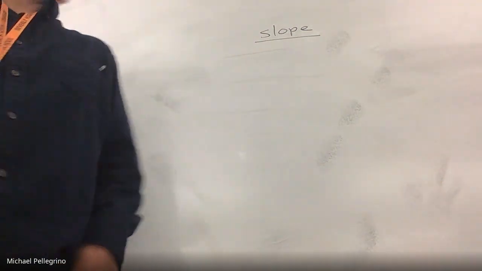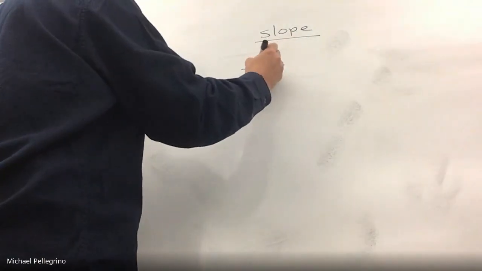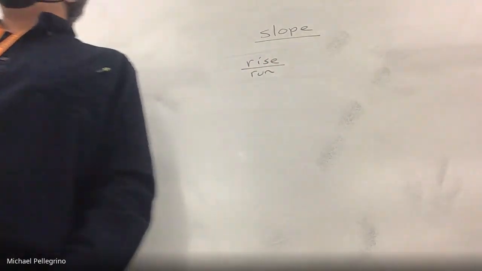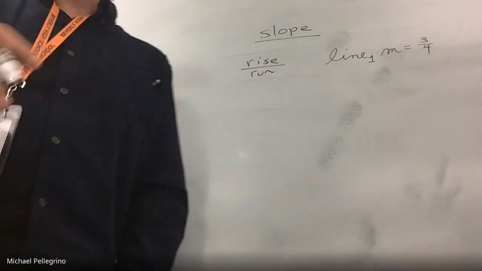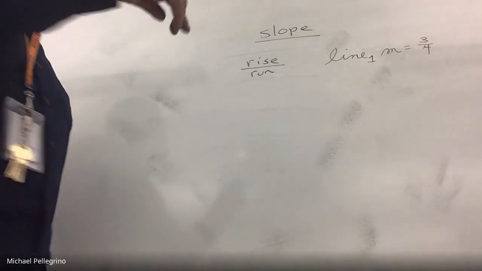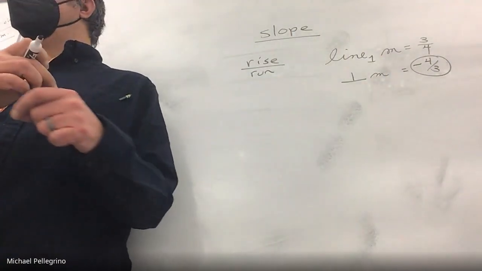Not just slope in general, which is rise over run. I think you guys know that for a line. But if I have a line that has a slope of 3/4, what is the slope that's perpendicular to that? Okay, awesome. You both got it. So the perpendicular slope is -4/3. So not only do you flip it upside down, but you also change the sign.